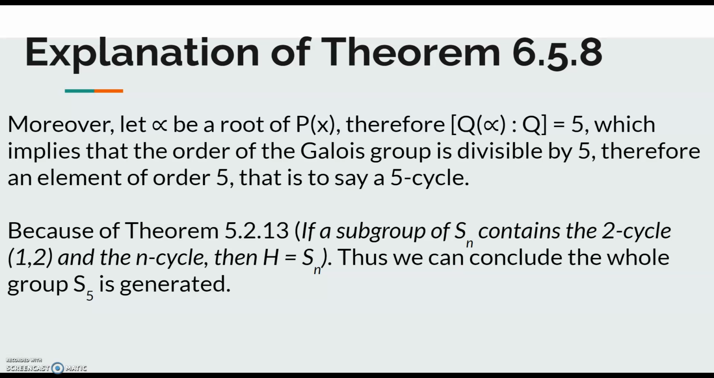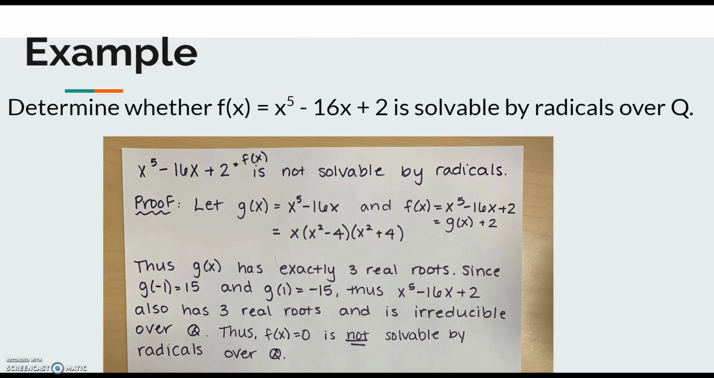From here, I chose to look a little further at an example and determine whether another quintic polynomial was also not solvable by radicals. I took a little bit of a different approach than in the previous example. Let f of x equal x to the 5th minus 16x plus 2. Let's show that it's not solvable by radicals. I decided to compare this to a polynomial that is solvable by radicals. So we have x to the 5th minus 16x, the product of a linear, a quadratic, and then an irreducible quadratic.